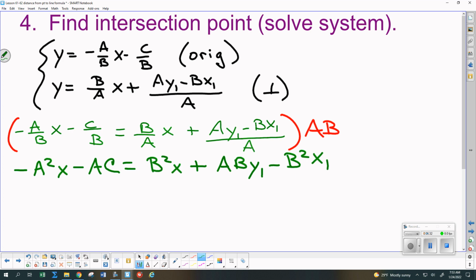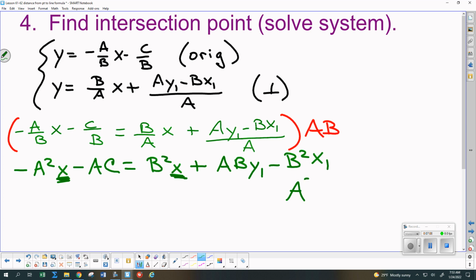Okay, then what we want to do is get the ones with x all on one side, the x that is a variable, which would be those two. All of the others, the a and the b and the c, are numbers, coefficients out of the original equation. X1 and Y1 are numbers, they're the coordinates of the given point. So I'm going to actually get everything on the right-hand side so that these can both be positive.